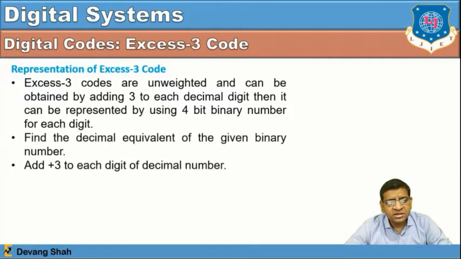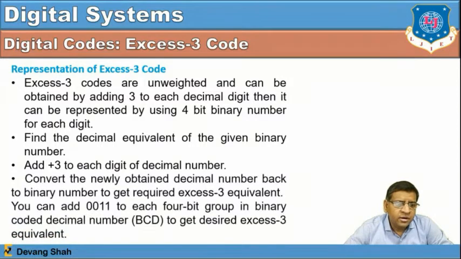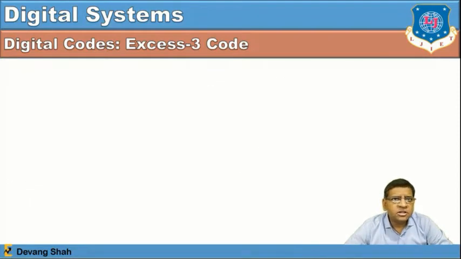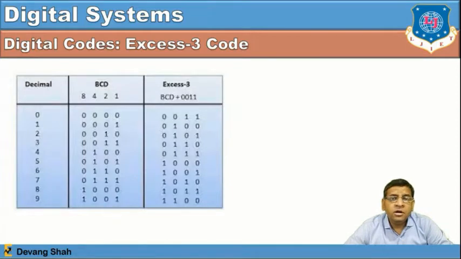So for that you can just find the decimal number of any given binary number, and here you have to add plus 3 to any decimal digit. In binary form, you have to add 0011 to a BCD number. You consider any decimal number as digits, and then for each digit you have to add plus 3. In binary form you have to add 0011, right? Based on that, if we further discuss excess 3, you can see the conversion table from decimal number to BCD number to excess 3.